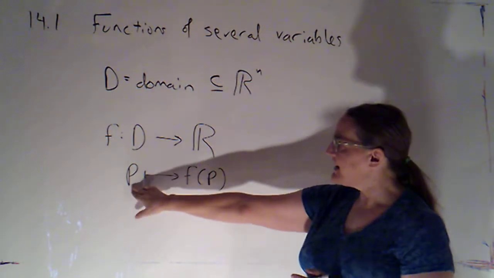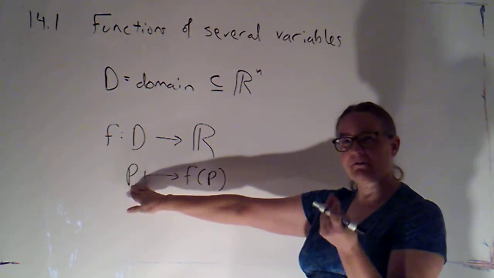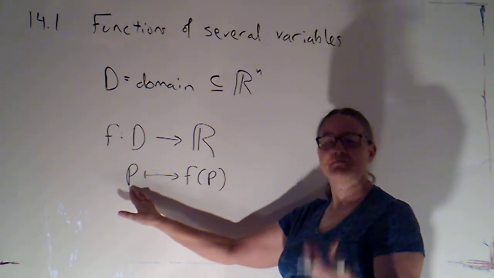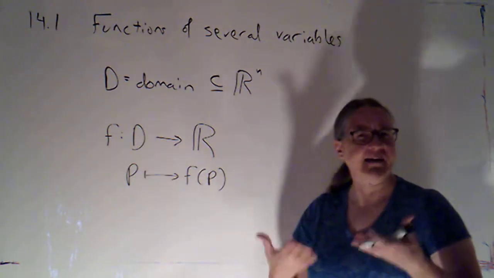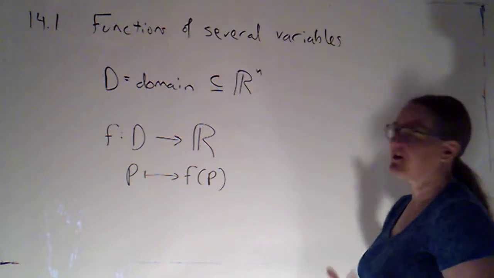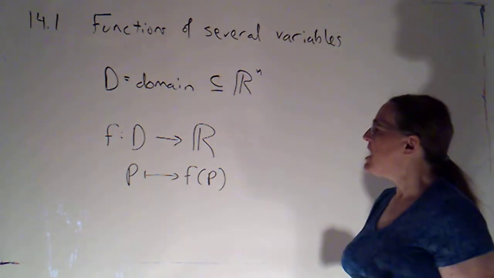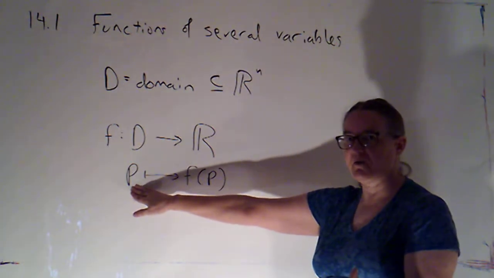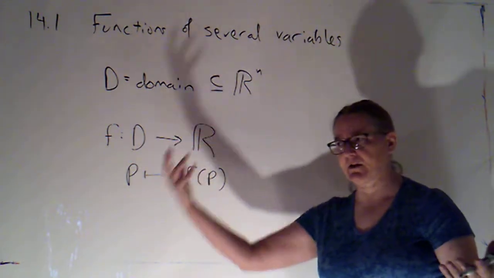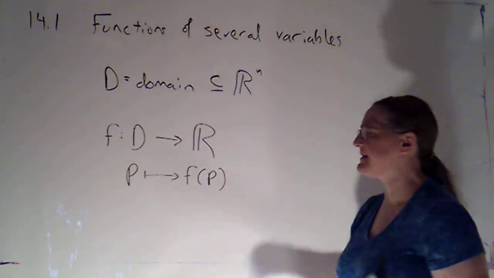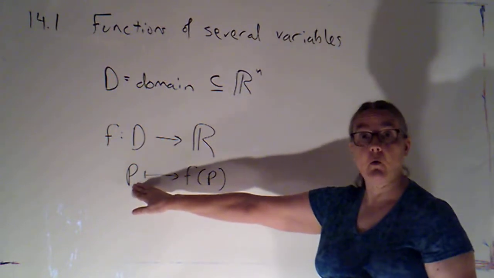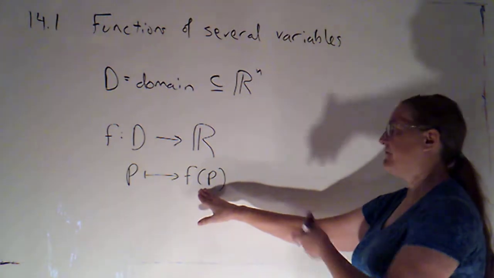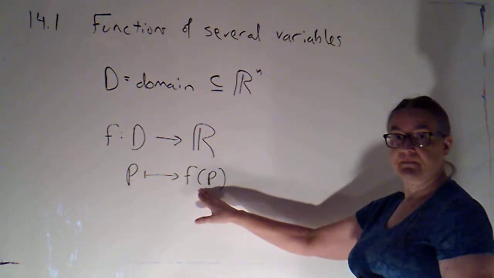A point, what's nice about just using p for point is that could be a point in 2 space or in 3 space. If I'm in 2 space, I'll very often just write xy. If I'm in 3 space, I'll generally write xyz. But if I want to be able to talk about functions of more than one variable without having to write things twice, once for 2 space and once for 3 space, I can just say my input is a point, and then my output would be a number, f evaluated at that point.